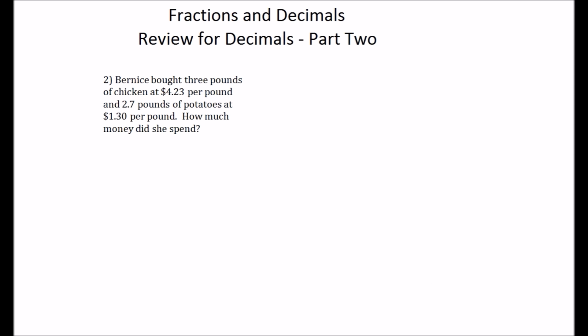Alright, number 2 on our decimals review says Bernice bought 3 pounds of chicken at $4.23 per pound and 2.7 pounds of potatoes at $1.30 per pound. How much money did she spend? This one's going to be kind of tricky because there's a couple different things we have to do. We've got chicken and we've got potatoes, so we might want to keep track of these separately. I'm going to start with the chicken.